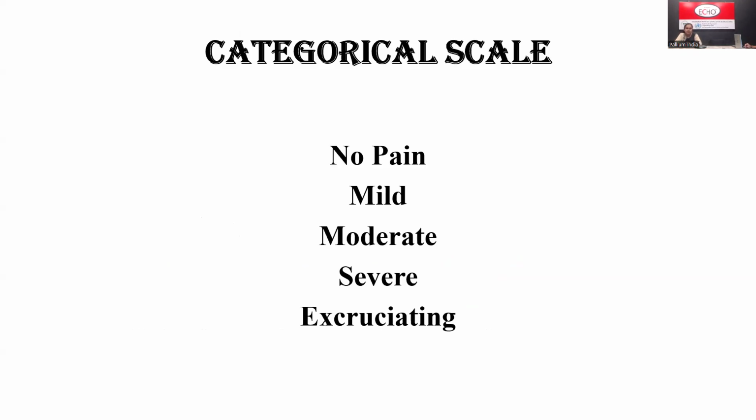Categorical scale. No pain, mild, moderate, severe, and excruciating. For some patients, it is very difficult for you to explain all these things, and even after repeatedly telling the patient and asking the pain score, you may not be able to identify the exact pain score. So in such cases, if the patient is illiterate or the patient is in severe pain and all, you can ask this also: no pain, mild, moderate, severe, and excruciating. Okay, I don't think there is much explanation needed for this. Okay, next.